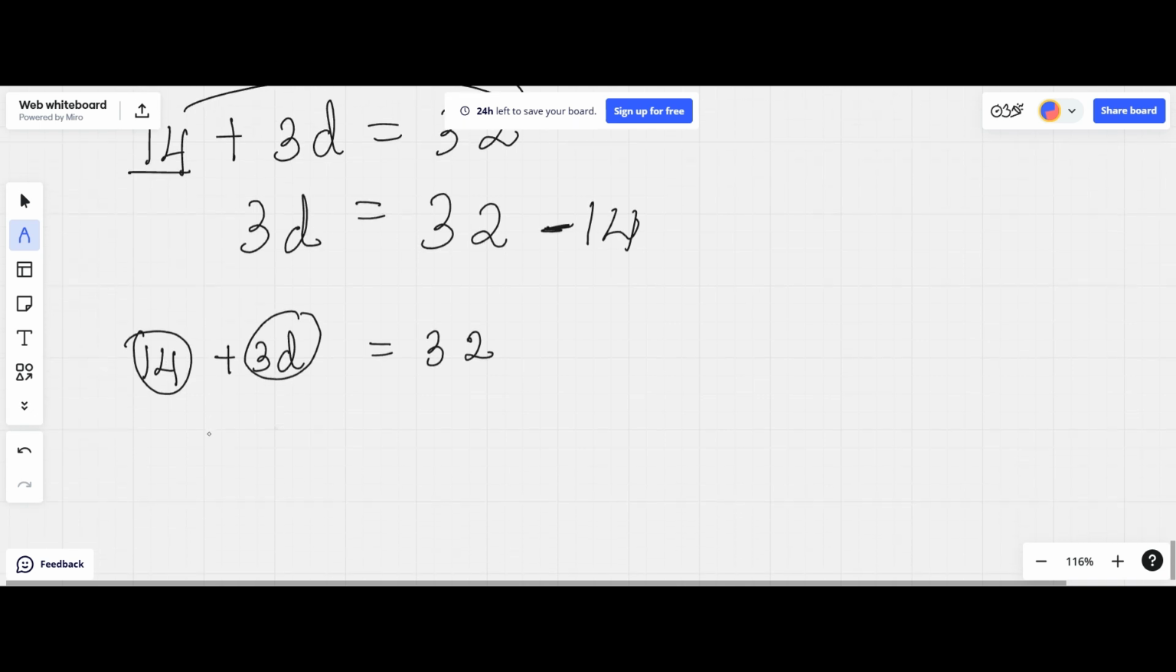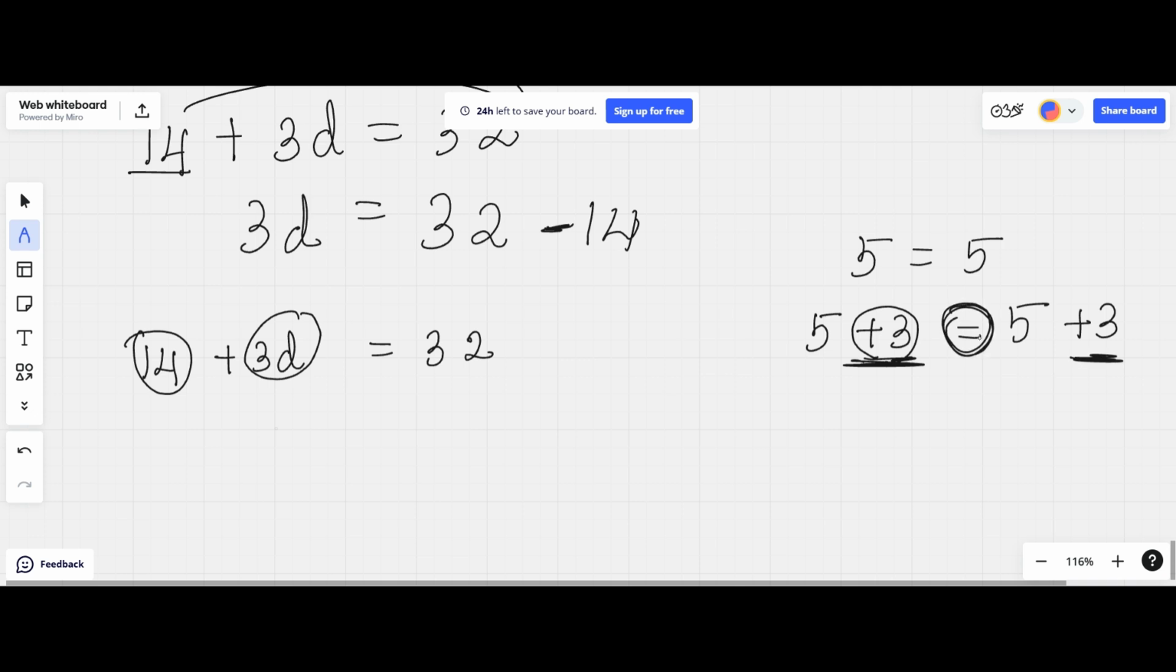For example, 5 is equal to 5. This is true, no? Let's add 3 here. If you add 3 here, you can't just put the same number on the other side. 5 plus 3 is 8, so it is not equal to 5. Whatever you do on one side, you have to do on the other side also. Now it is the same: 5 plus 3 is 8, 5 plus 3 is 8. So whatever you do on the left side, you have to do on the right side to maintain the equal sign.